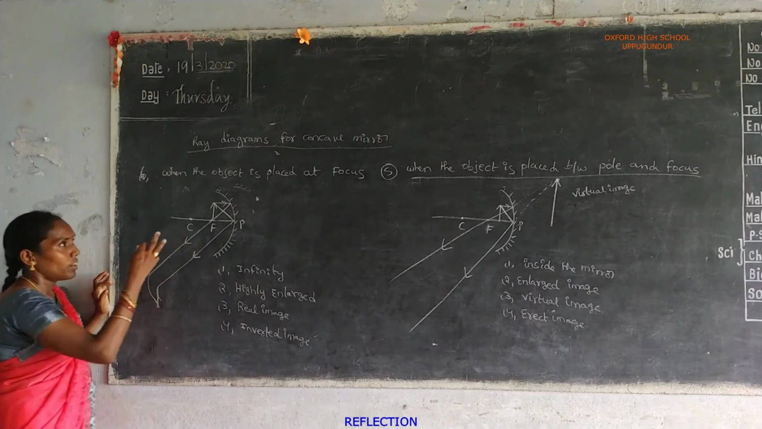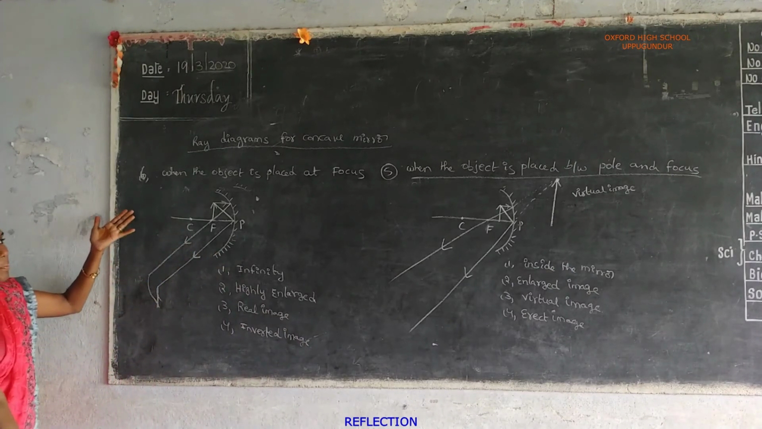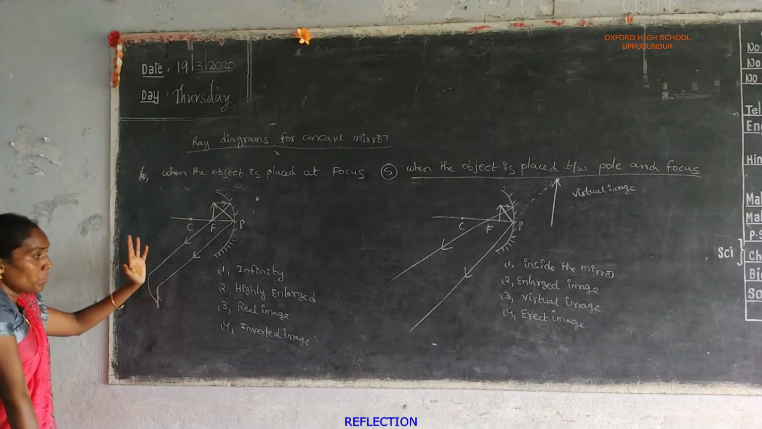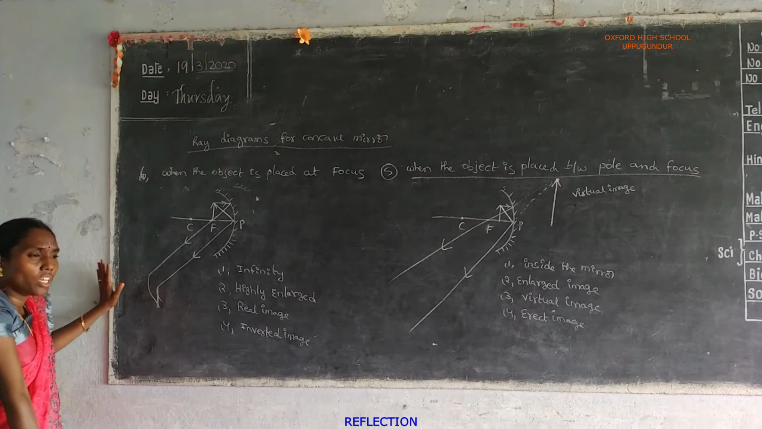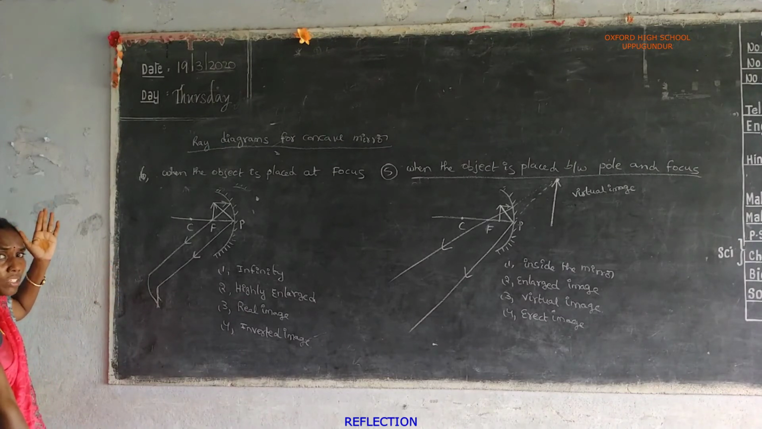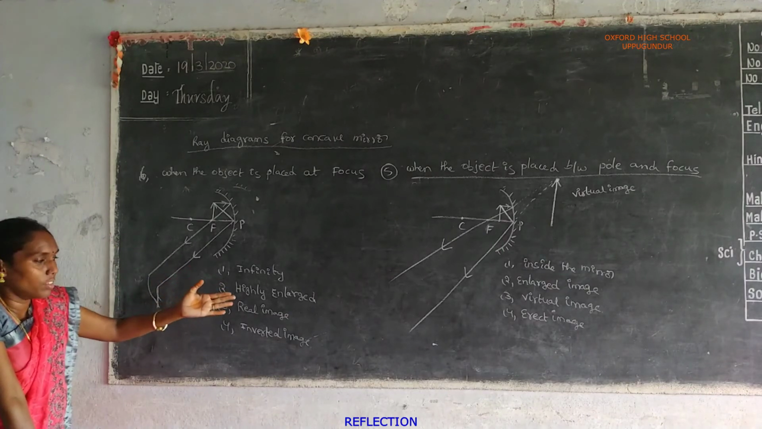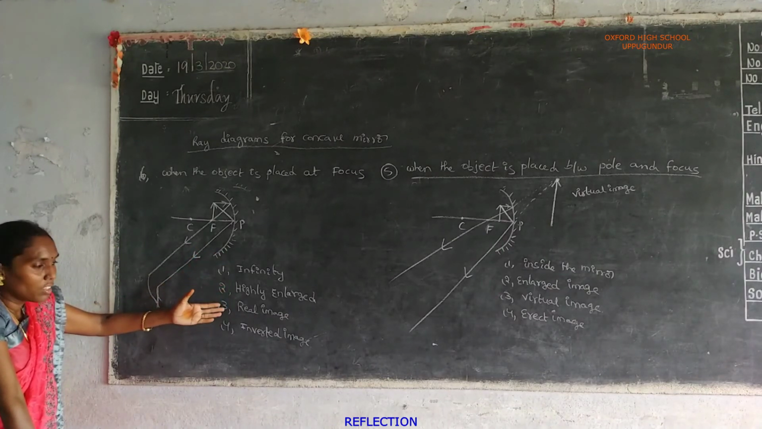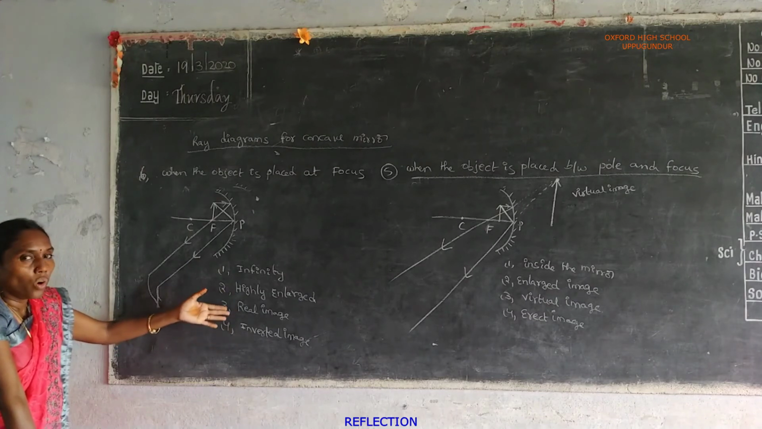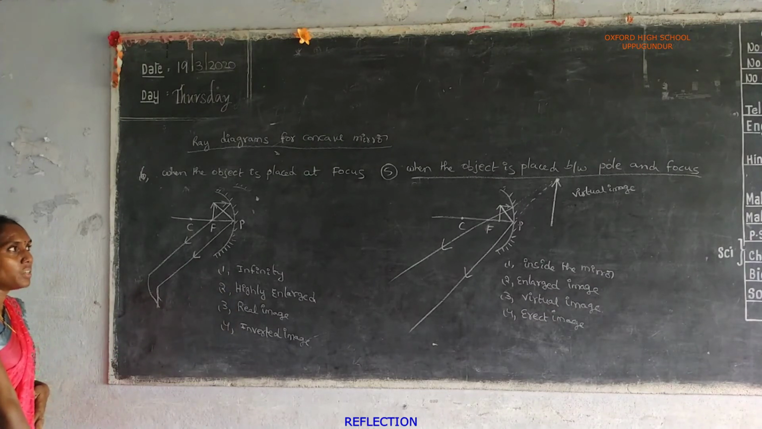See now, in the ray diagrams, when the object is placed at focus, the image is formed at infinity. The image is formed far away from us. Okay? Here, that image is highly enlarged. That can be captured on the screen. That's why that is a real image. All real images are inverted images.